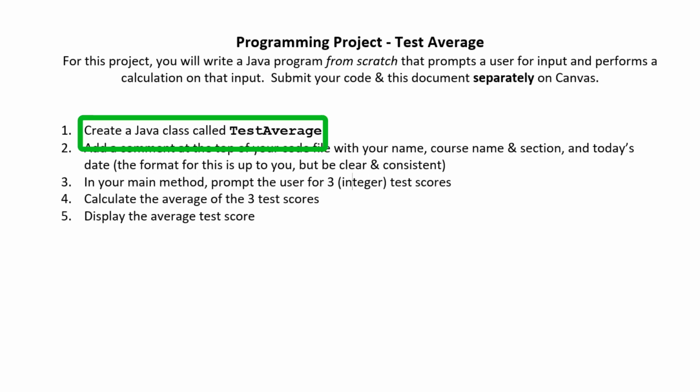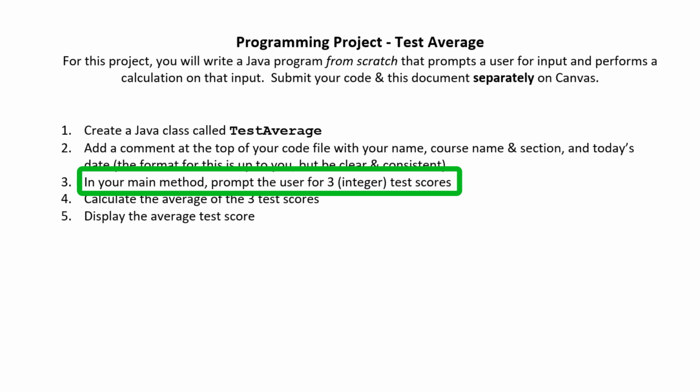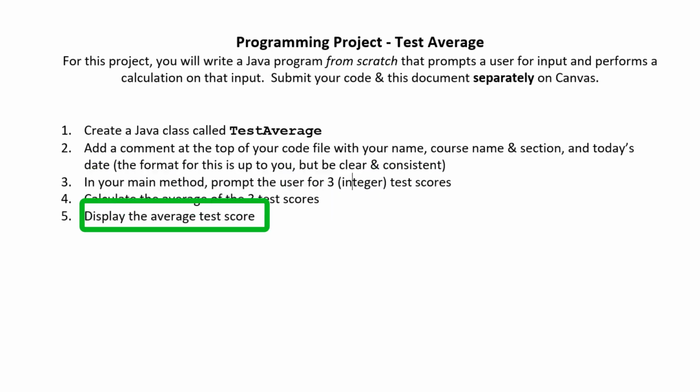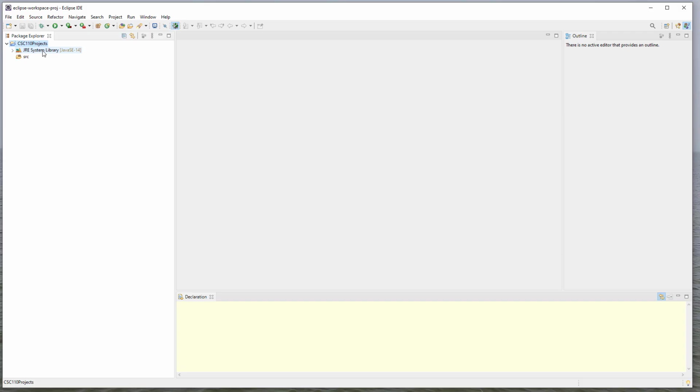So here's the actual description. We want to create a Java class called testAverage. We want to put some comments there. We're going to prompt for 3 integers, calculate the average, and then write that average out. So that would conclude the project. That's what we need to do. So let's see how we do that.